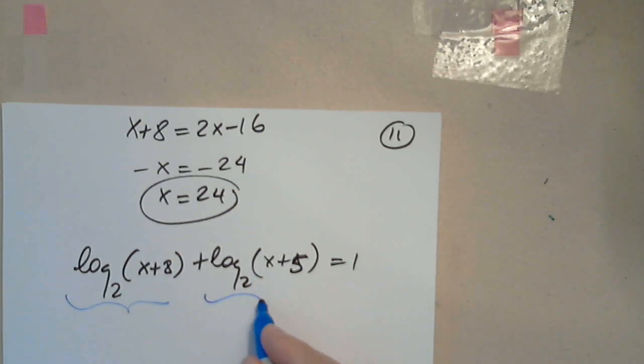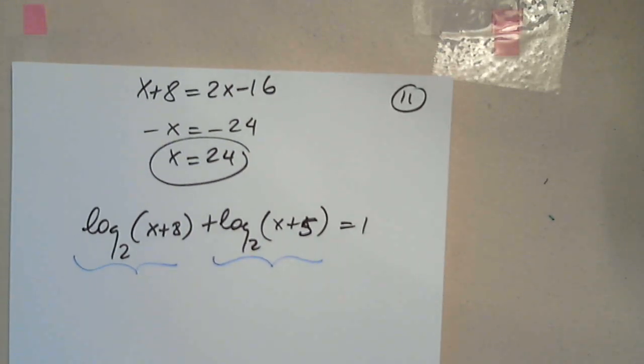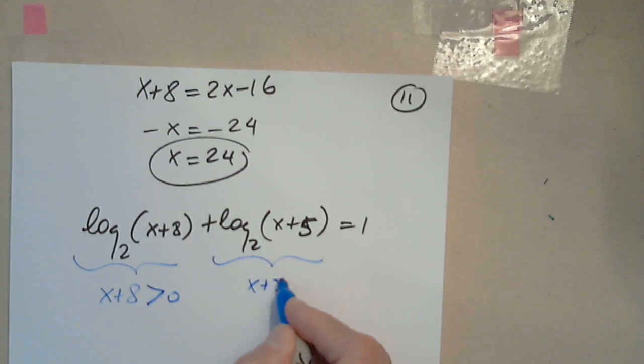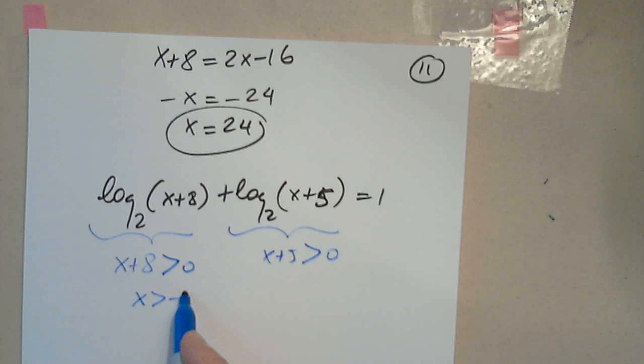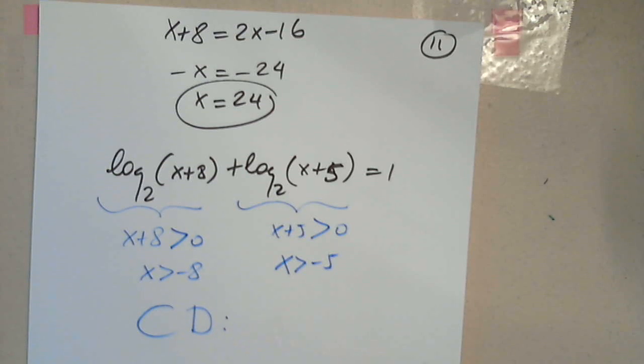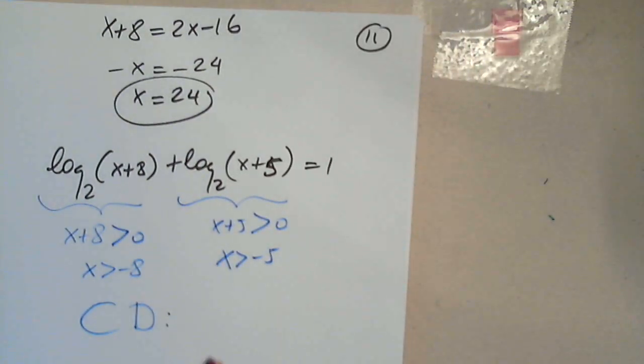We would like to write the domain for these functions. What type of number should x plus 8 be so that the log exists? Must be positive. Very good. And the same thing with x plus 5, positive. This one means x greater than negative 8. This one means x greater than negative 5. What is the common domain then? From negative 8 to infinity and from negative 5 to infinity.